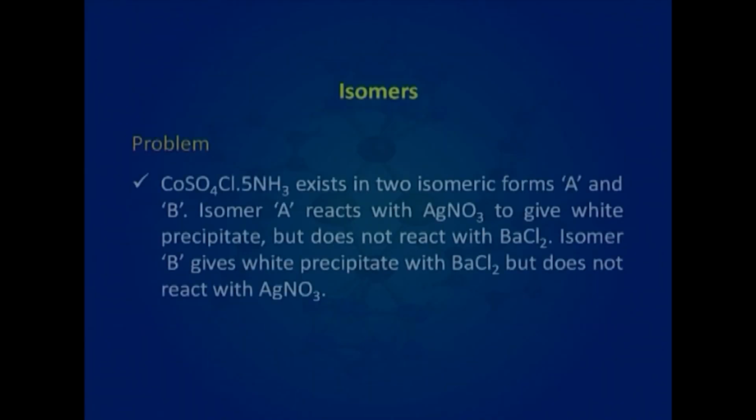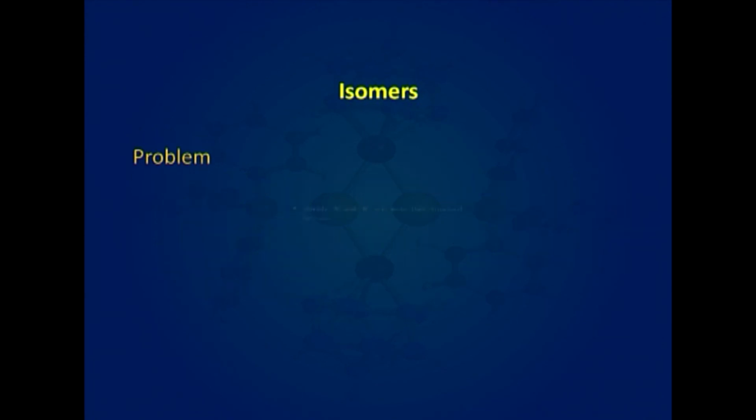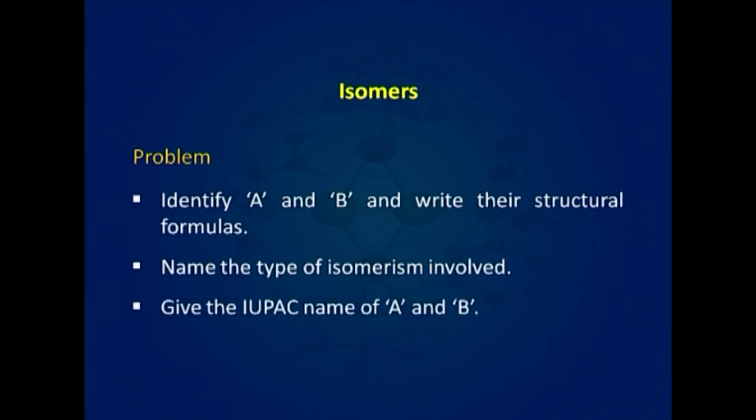Now, we will discuss a problem related to isomerism. CoSO4Cl·5NH3 exists in 2 isomeric forms A and B. Isomer A reacts with AgNO3 to give white precipitate but does not react with BaCl2. Isomer B gives white precipitate with BaCl2 but does not react with silver nitrate. Now, answer the following questions. Identify A and B and write their structural formulas. Name the type of isomerism involved and give the IUPAC name of A and B.